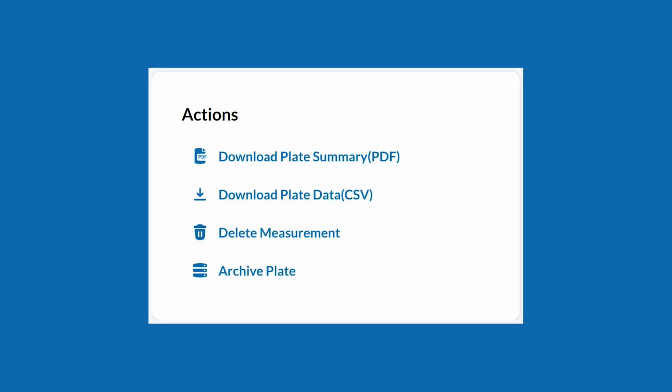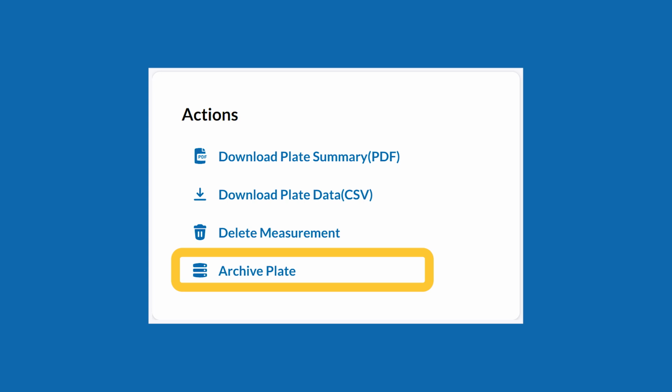Each plate map for the ERS 3.0 data has the following options to control their data. The plate summary PDF contains the plate map, summary graph, and well group information with one-click download. Download your raw data with plate data CSV. Archive Plate will clean up your cloud feed by removing finished experiments and archiving the data for later.